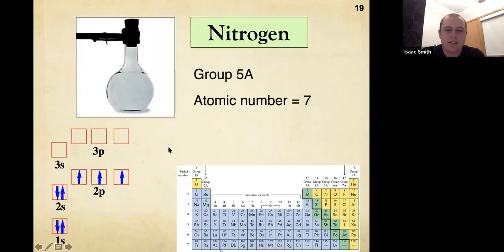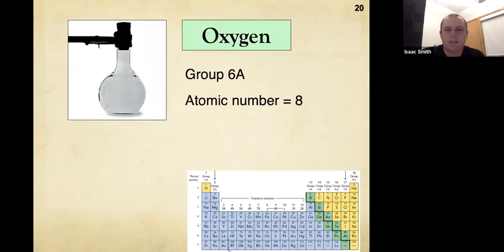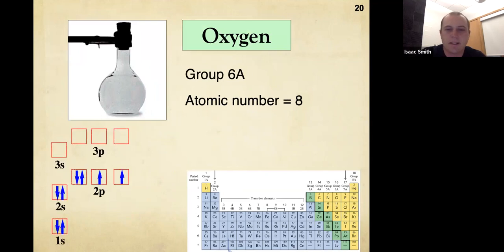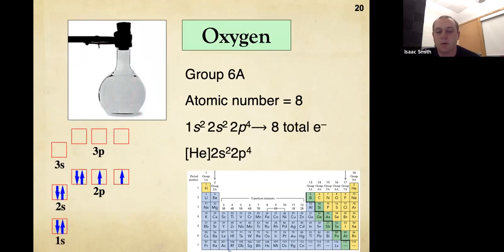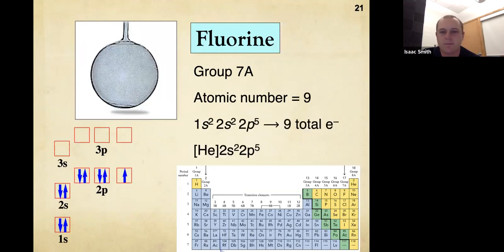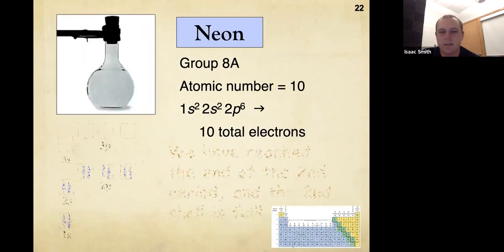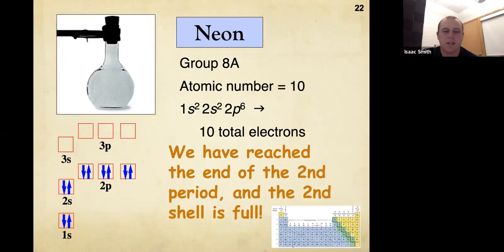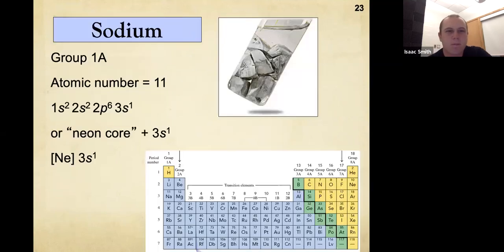All right, nitrogen, they're all pretty similar at this point, but if you want to practice them and then use this as a reference on how to do them, that'd be awesome. All right, fluorine, we're getting up there. And then neon would be the final one, okay? At this point, the second shell, or the second energy level, is full when you reach neon, okay?